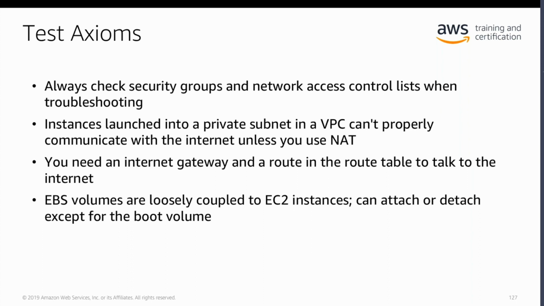So always check security groups and network access control lists when you're troubleshooting EC2 instances in a VPC. Instances launched into a VPC can't properly communicate with the internet unless you use a NAT, and need an internet gateway and a route to talk to the internet, so make sure you understand your routing rules inside of a VPC. And EBS volumes are loosely coupled on an EC2 instance. You can detach and reattach somewhere else except for the boot volume itself.